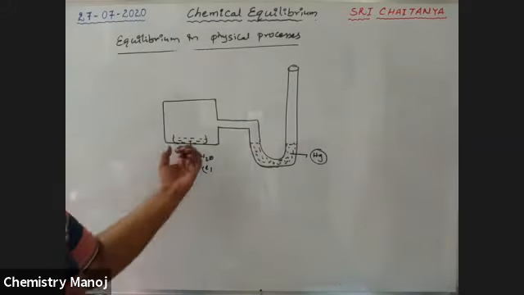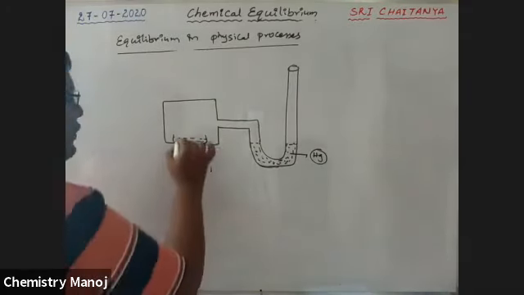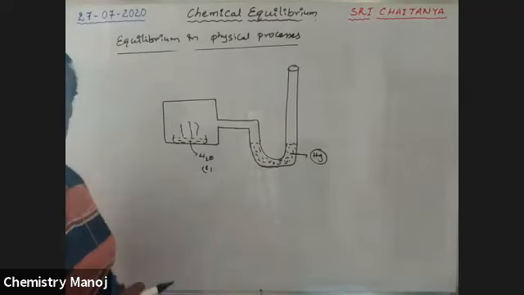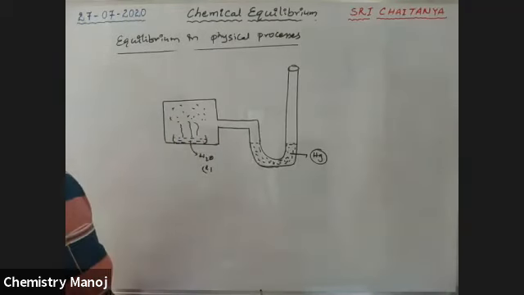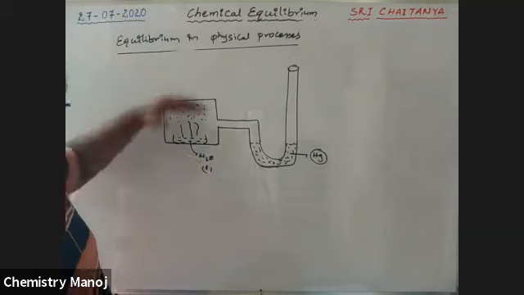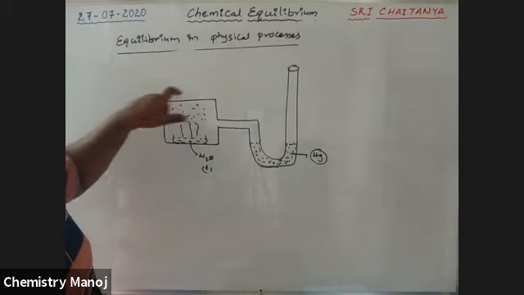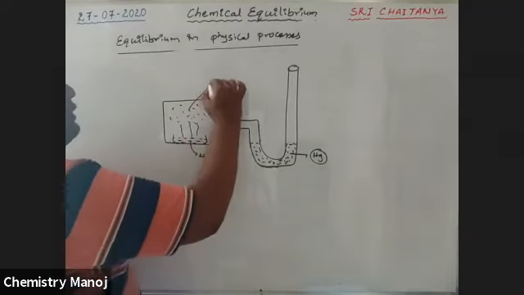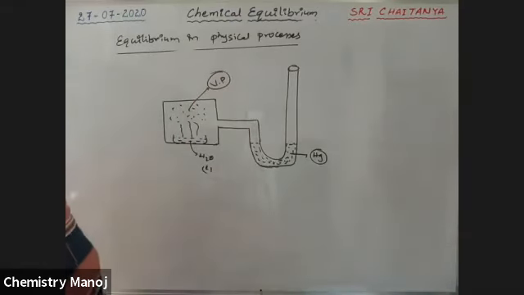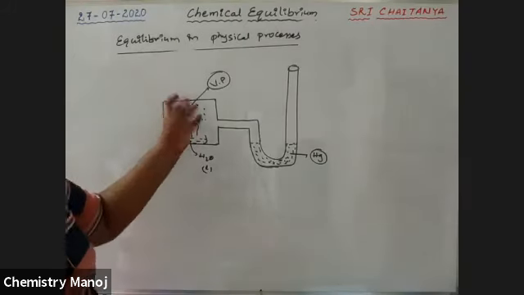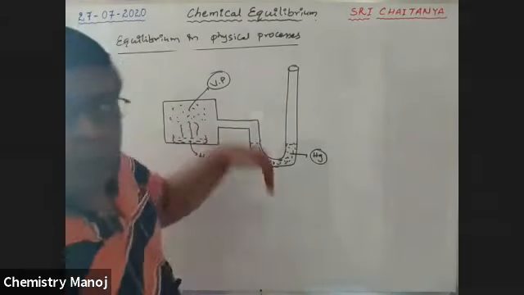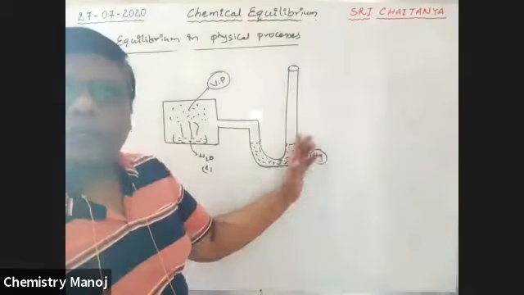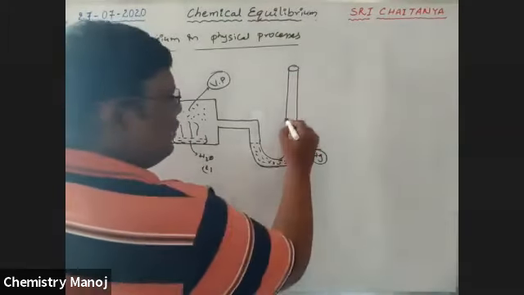Now I started heating. This liquid is going to vaporize, so some vaporized molecules are there. At the beginning there is no vapor, only one direction. As time goes on, the number of vaporized molecules increases. Because of this vapor, there is a vapor pressure. That means the pressure of the gaseous state exists, so the mercury is pushed like this, and the level of mercury in this arm increases.